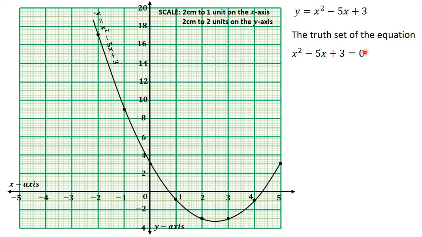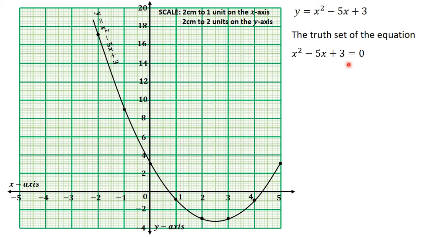The truth set of the equation x squared minus 5x plus 3 is equal to 0. So the function that we have drawn on the graph sheet is y is equal to x squared minus 5x plus 3. We can see that we got this equation by equating the function to 0. So if you equate this function to 0, you are going to have the equation x squared minus 5x plus 3 is equal to 0.